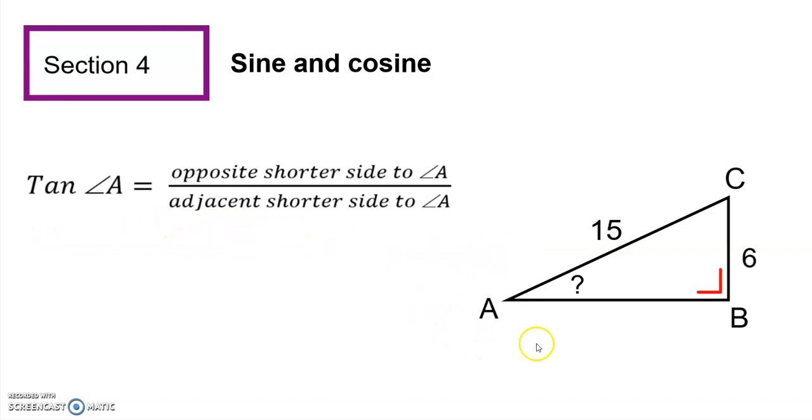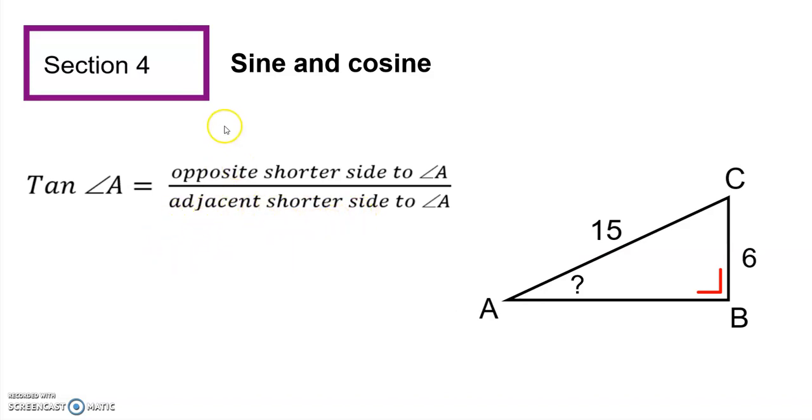For example, look at this triangle. When I want to calculate angle A, we cannot do this with the tangent formula, because the only sides I know is the opposite shorter side of angle A and the hypotenuse. I do not know the length of the adjacent shorter side to angle A. So in this example, I cannot calculate angle A because I do not know the adjacent shorter side.